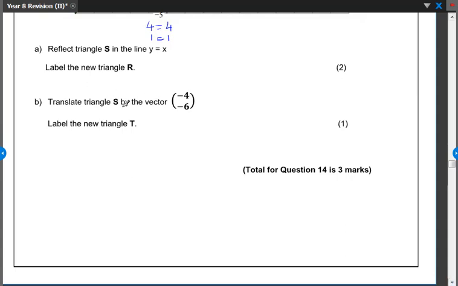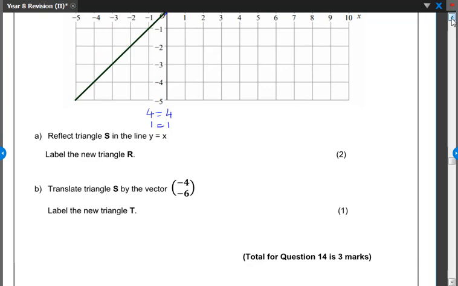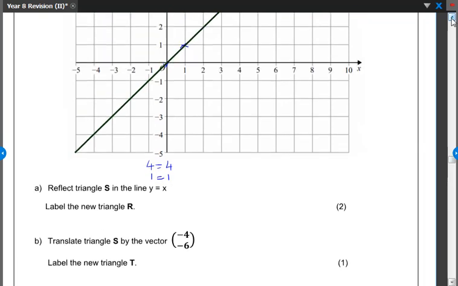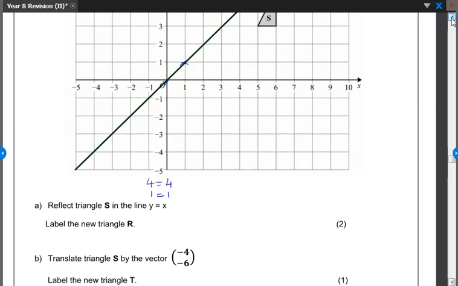Translate the triangle S. So that's the original triangle. It's not the new one. So watch out for that. They might ask you to translate the reflected shape or something. In that case, do it to the new one. But here they're saying triangle S, which is the original.